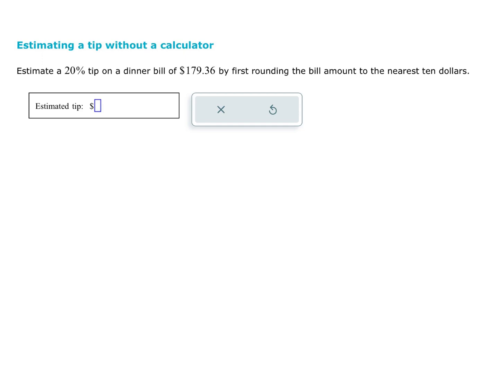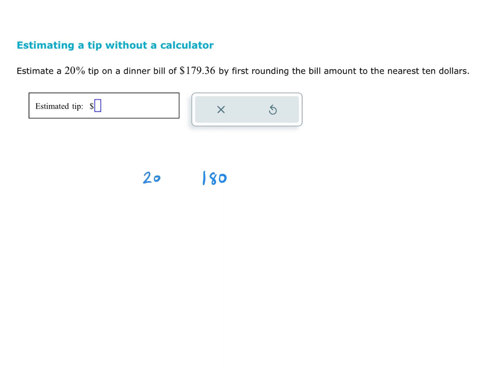And one more example, estimate a tip of 20% on a dinner bill of $179.36 by rounding it to the nearest $10 first. And on this one, we have $179 to the nearest 10. That's going to be closest to $180. Remember, we're not rounding to the nearest 100 on this one. If it was the nearest 100, it would be $200. But to the nearest 10, 179 is closest to 180, not to 170.